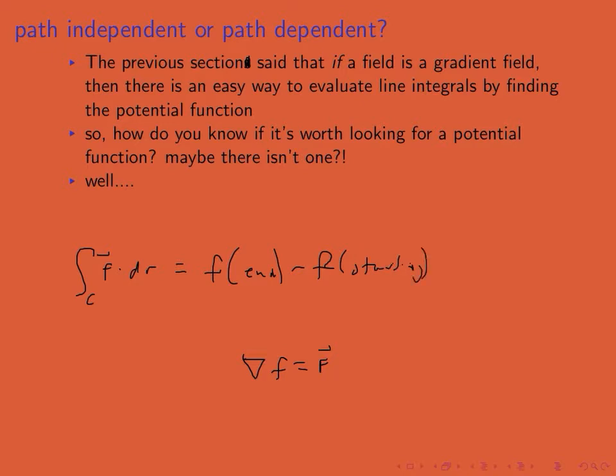Okay. So I can only do that, however, if in fact this vector field F is a gradient field, and that's equivalent to it being path independent. So then the question becomes, how do I know if in fact there is a potential function? If there isn't one, then I'd be wasting my time trying to find one.